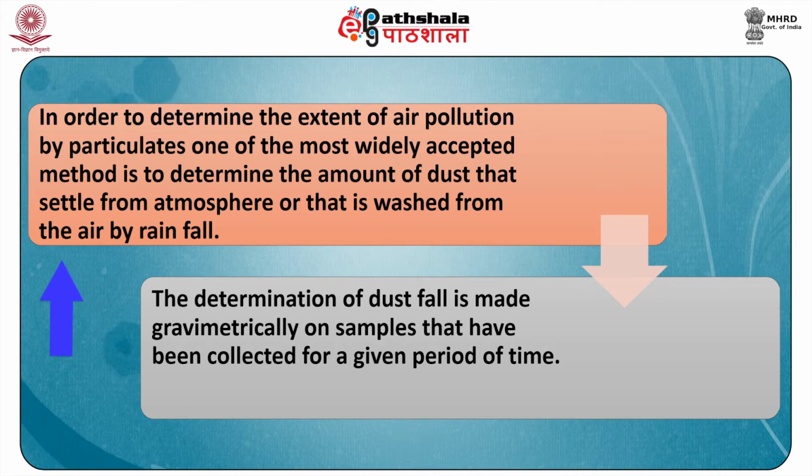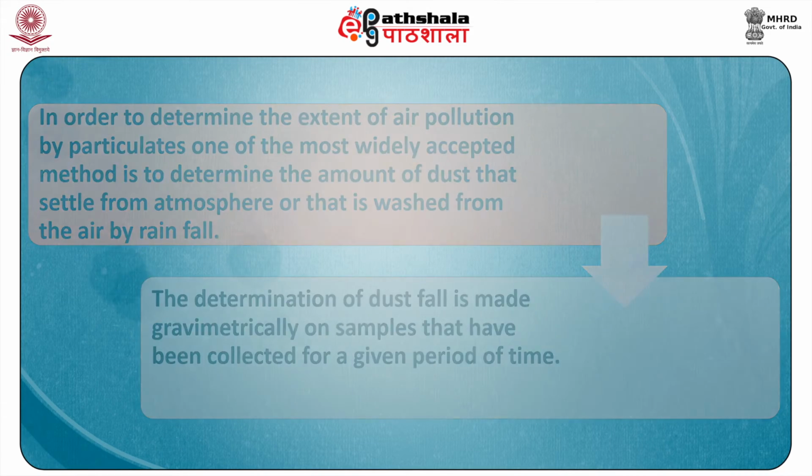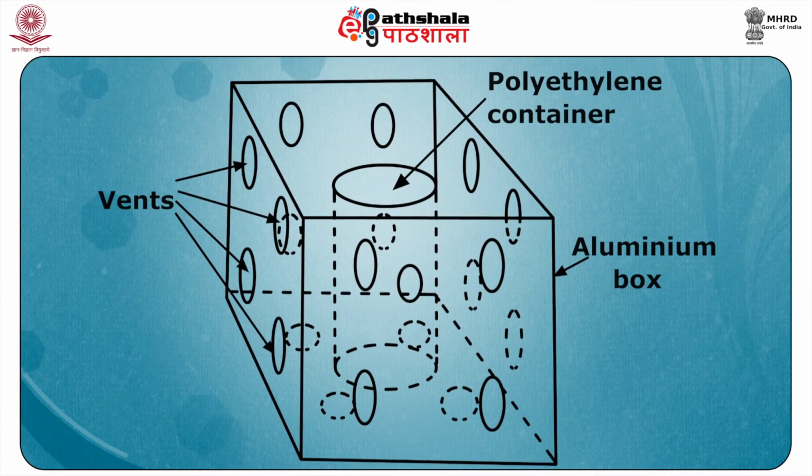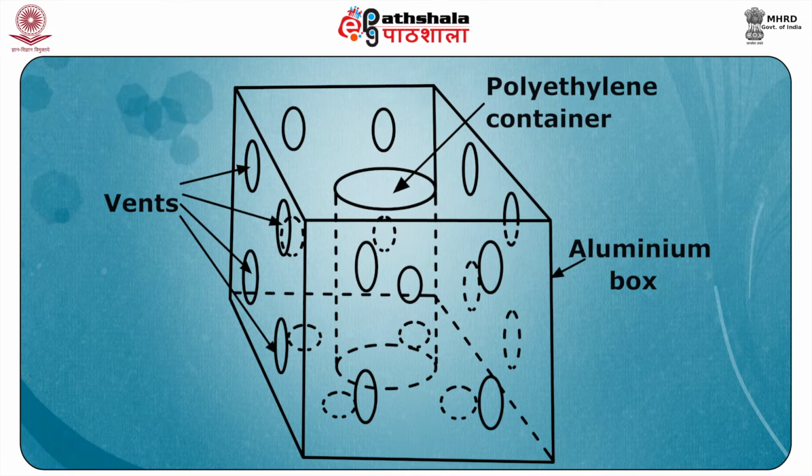accepted methods is to determine the amount of dust that settles from the atmosphere or that is washed from the air by rainfall. The determination of dust fall is made gravimetrically on samples that have been collected for a given period of time. A perforated polished aluminium box containing a polyethylene cup is used for collecting dust.